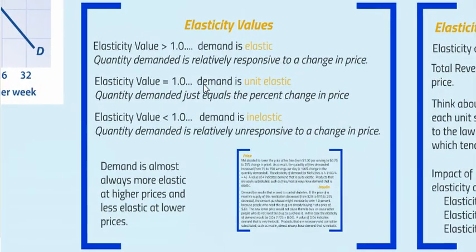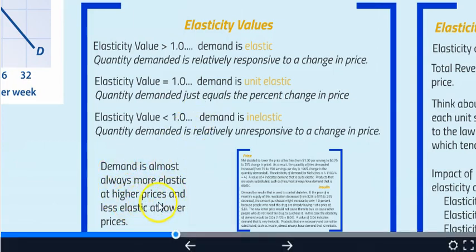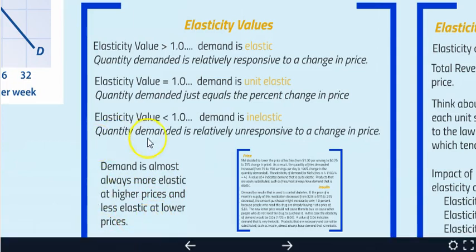When your elasticity value is greater than 1, your demand is considered elastic. The quantity demanded is relatively responsive to a change in price. When your elasticity value is 1, the demand is unit elastic. The quantity demanded change just equals the percent change in price. When your elasticity value is less than 1, demand is considered inelastic, so your quantity demanded is relatively unresponsive to a change in price. Demand is almost always more elastic at higher prices and less elastic at lower prices. You'll need to know this also. Actually, all of this, but this is a question you'll see again.